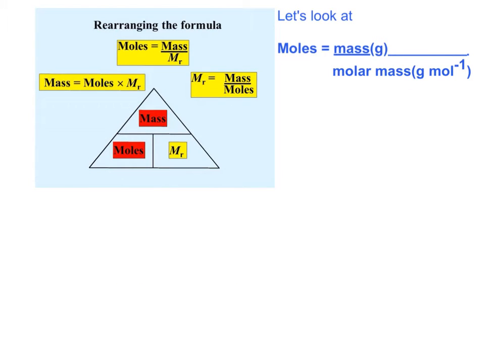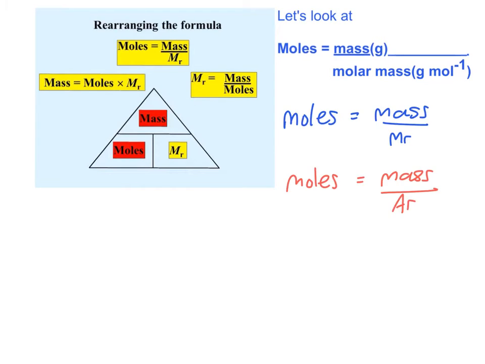So let's look at moles equals mass in grams over molar mass in grams per mole to the -1. Now depending on whether you're dealing with atoms or molecules, it can come in two forms. Moles equals mass over Mr, as you have in the formula triangle there, or moles equals mass over Ar. So let's have a look at how we might actually rearrange this without using a triangle.